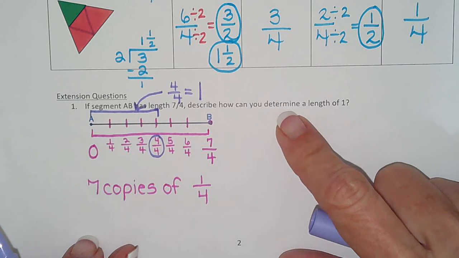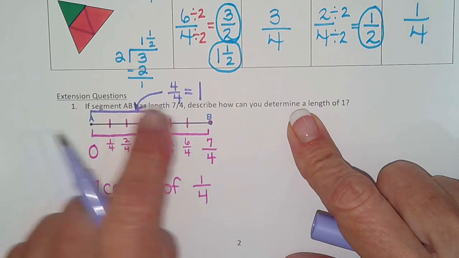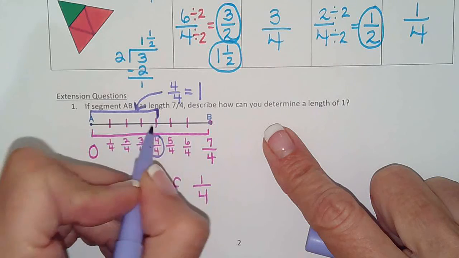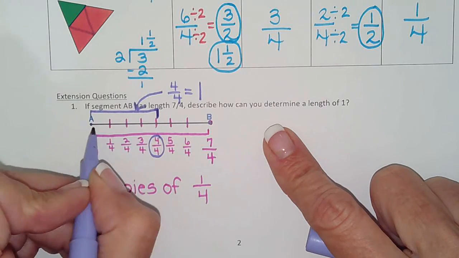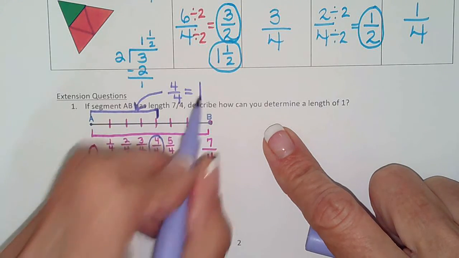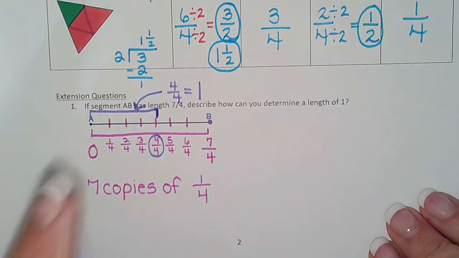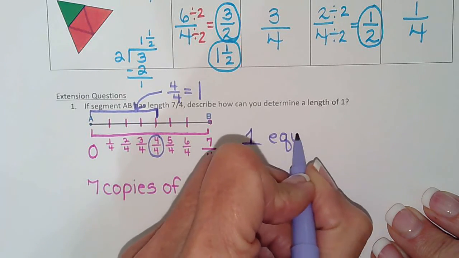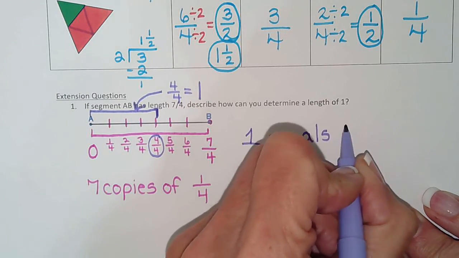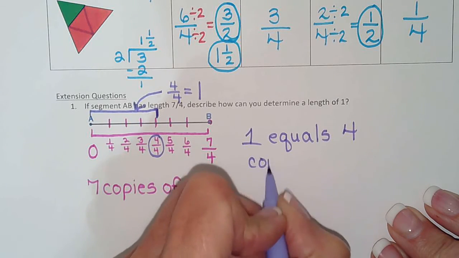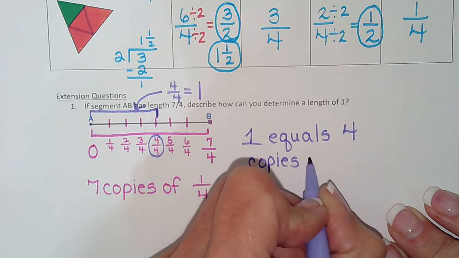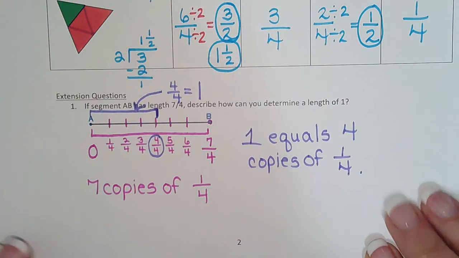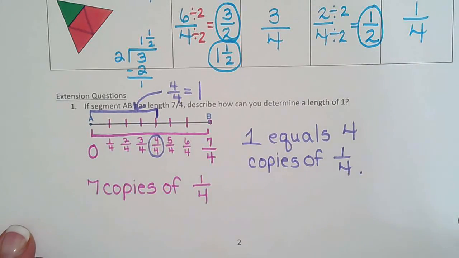So that one's kind of hard to describe. You kind of really just have to draw a picture to show that. So if somebody wanted to know how long 1 was, you would just draw that and show from 0 to 4/4 is 1. So we could write 1 equals 4 copies of 1/4, which is 4/4. That's a pretty good description, right?